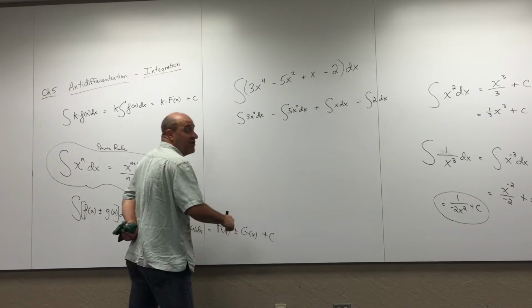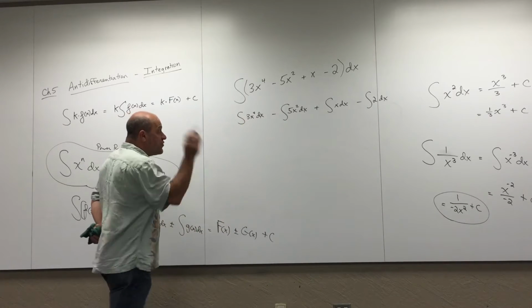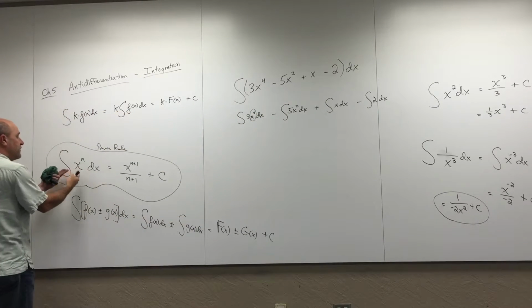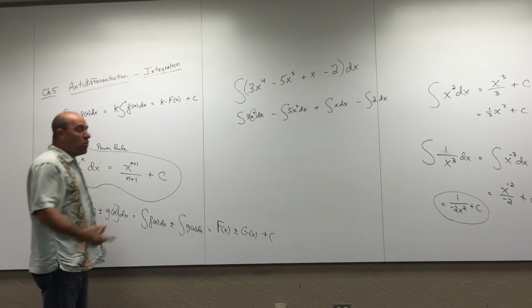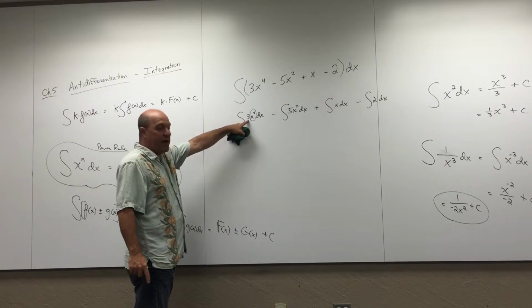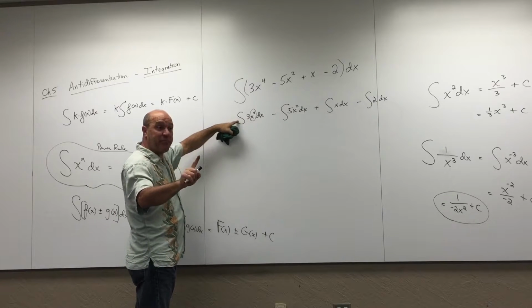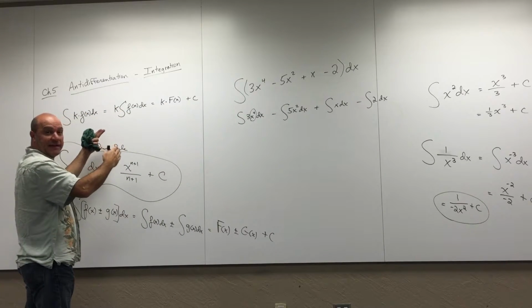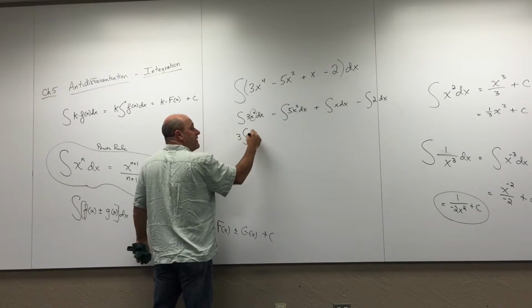But let me illustrate one other point. What do you do with this 3 sitting out front? You've got a rule for x to the 4th. Okay, then what do you do with the 3 sitting out front? It's a multiplied constant. You just pull it out front, which is this rule: you can pull those multiplied constants out front. So watch this. I'm going to illustrate that for you.